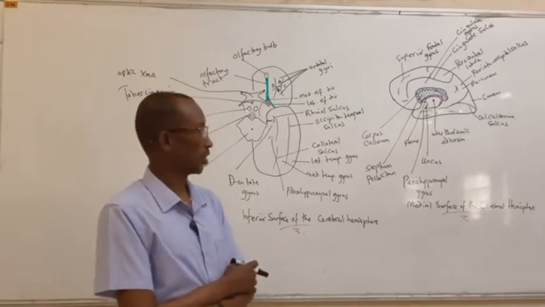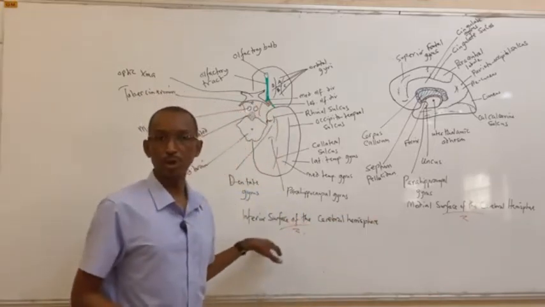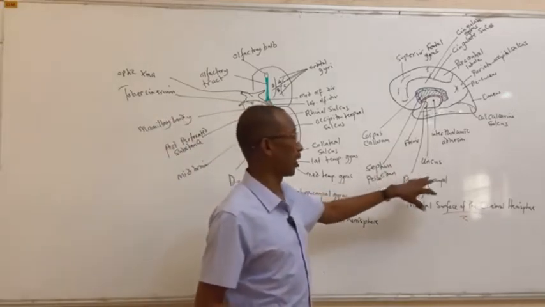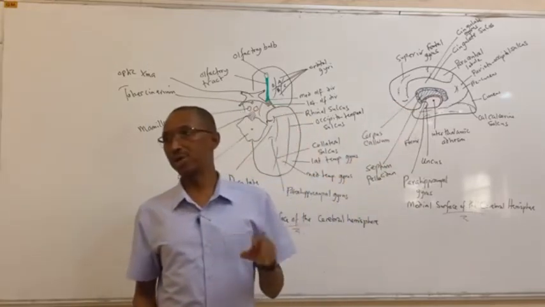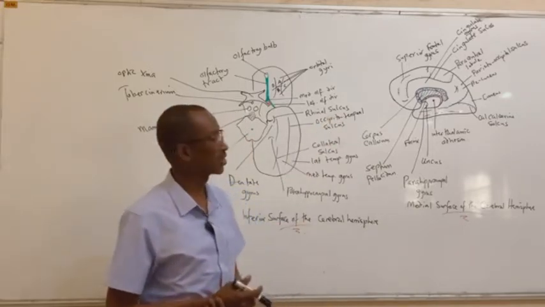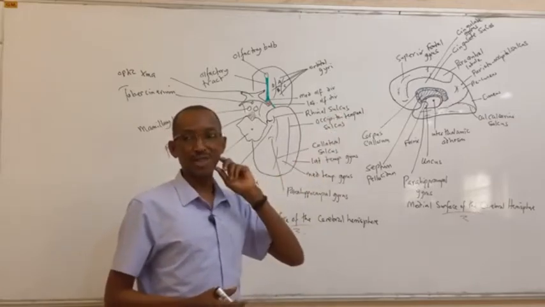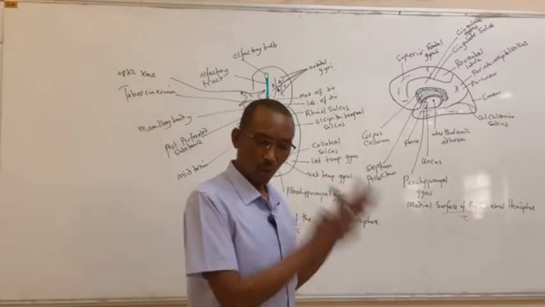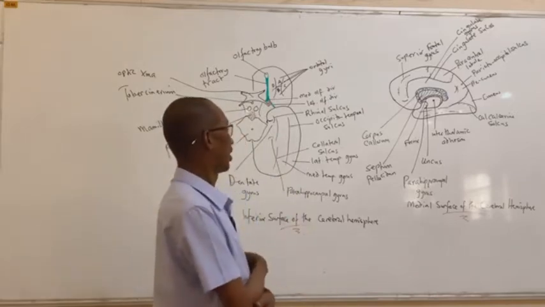Today's lecture is with regard to the medial surface of the cerebral hemisphere as well as the inferior surface of the cerebral hemisphere. You can recall that in the previous lecture we discussed extensively the superior lateral aspect of the cerebral hemisphere, or of the cerebral cortex. So today we are going to complete the three surfaces, and then finally we'll discuss both the internal gray and white matters as well as other important areas from the outside of the cerebral hemisphere.